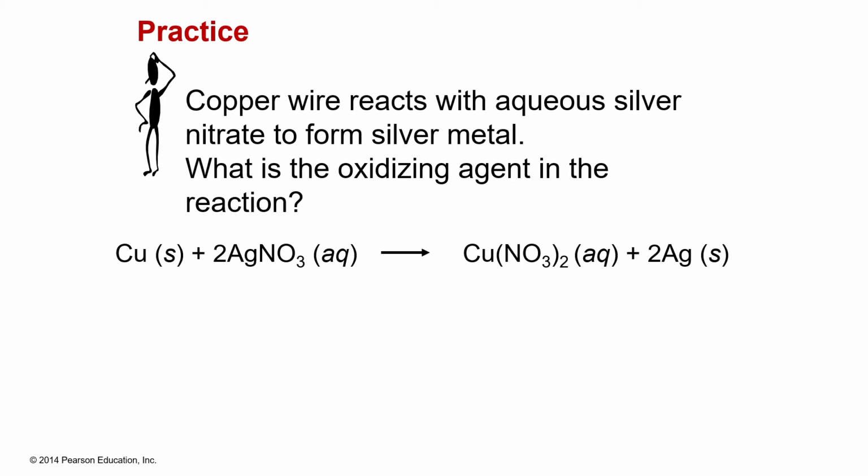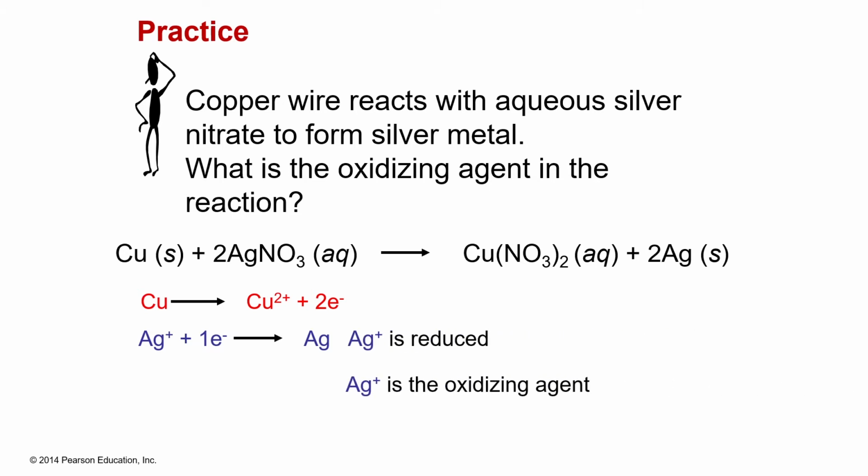Well, let's see what happens to each one. For the copper, it went from copper to copper 2 ions. That means it lost 2 electrons. For silver, it started out as a +1 ion and it gained an electron, so it could become silver metal. In other words, the oxidizing agent should be whoever took electrons away, whoever got reduced. Silver ions were reduced, therefore, silver ion is the oxidizing agent.